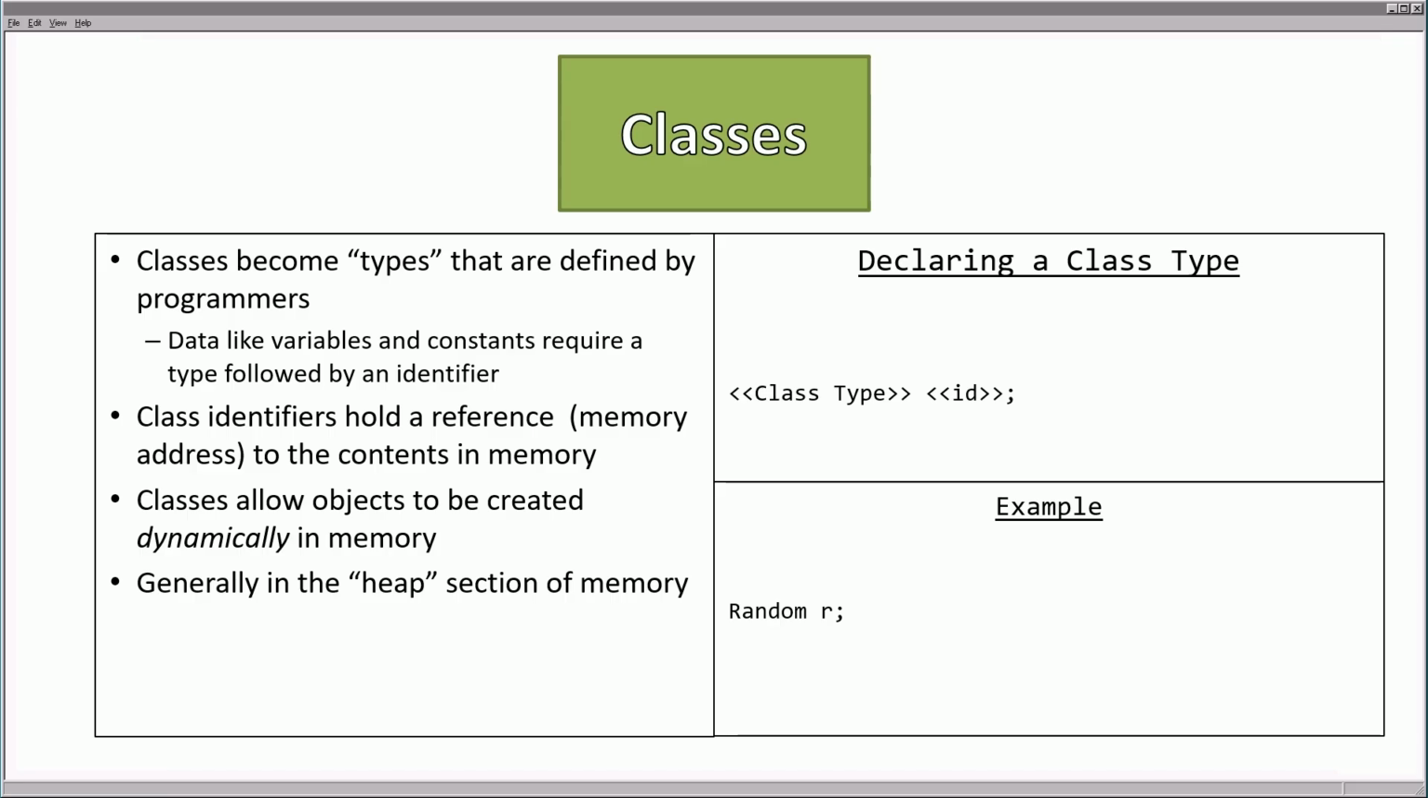Now, as a reminder, class identifiers hold a reference, in other words, a memory address to the contents in memory. Classes allow objects to be created dynamically in memory. Basically, what this means is we can start replicating code as we create new instances of these classes. In a previous lecture, we discussed that there are different sections of memory for a process. One section is called the call stack. Another section is called the heap, and this is generally where these classes are dynamically created.